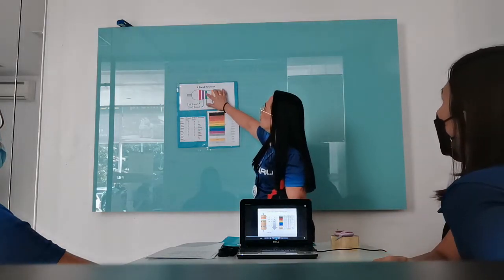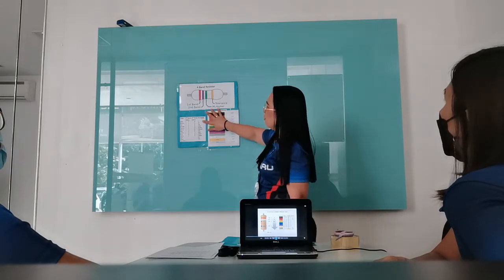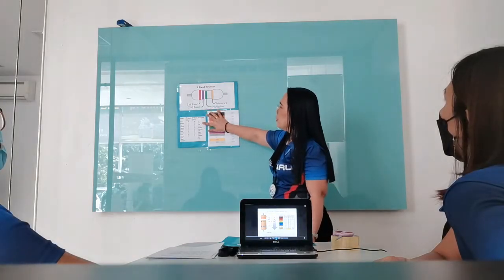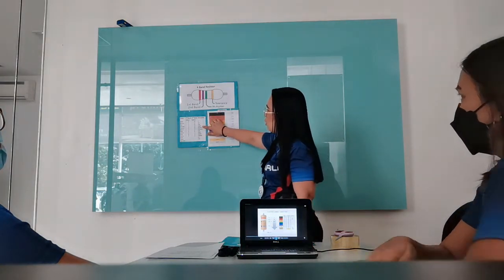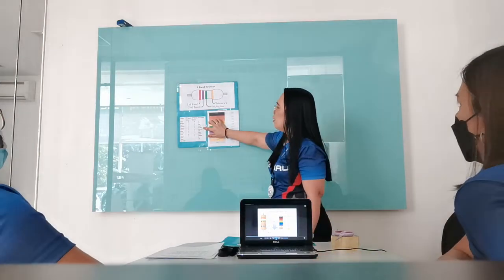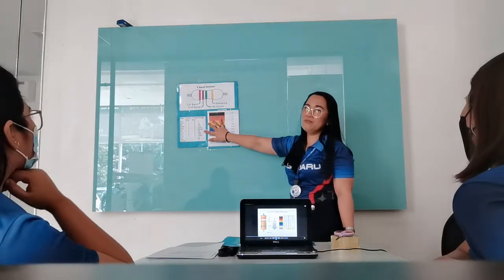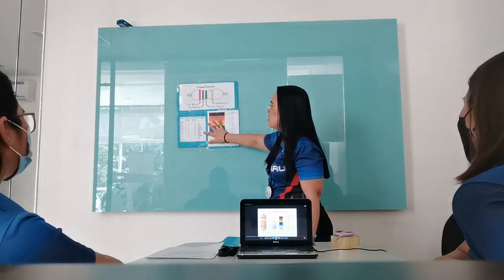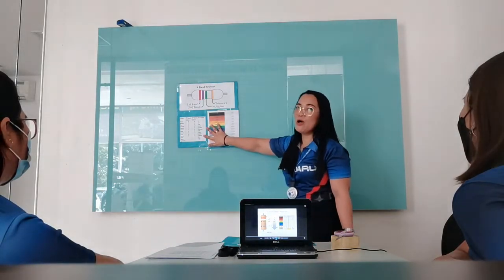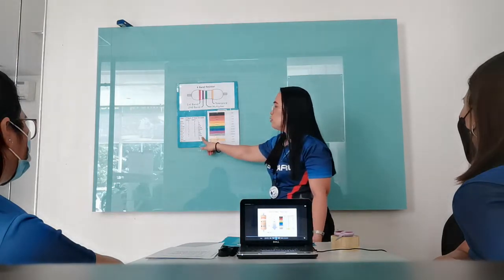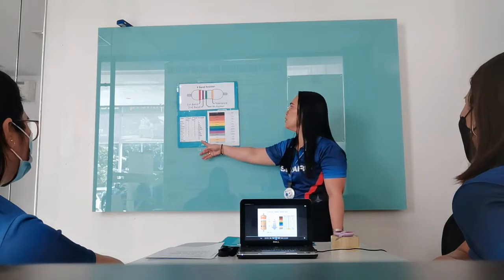The third band is the multiplier. The multiplier for black is 1, and brown is 10, and red is 100, orange is 1,000, and yellow is 10,000, green is 100,000, blue is 1 million, and violet is 10 million, gray is 100 million, and white is 1,000 million, and gold is 0.1, its multiplier, and the silver is 0.01.